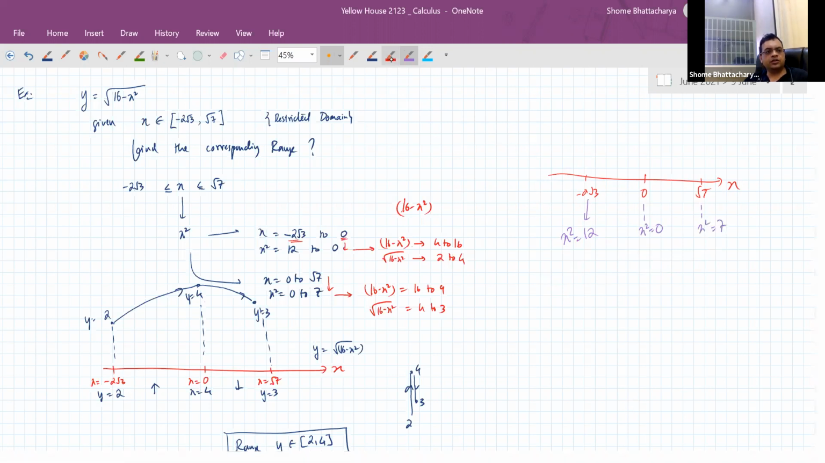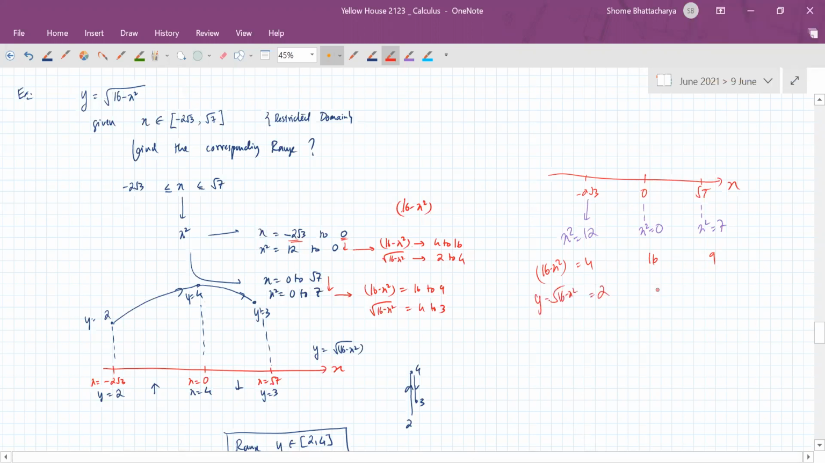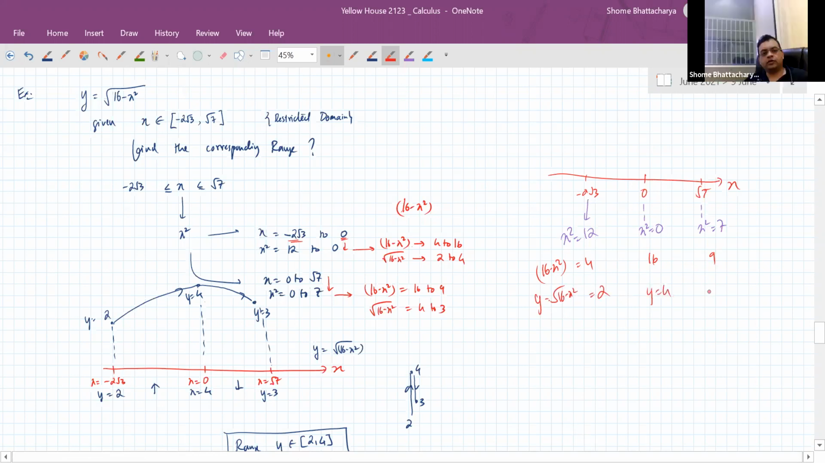Now let us look at the quantity 16 minus x square. Here it is 4, here it is 16, and here it is 9. Correct? Now understanding what's happening to y. y is square root of 16 minus x square. So that is 2 over here, it's 4 over here, and it's 3 over here.